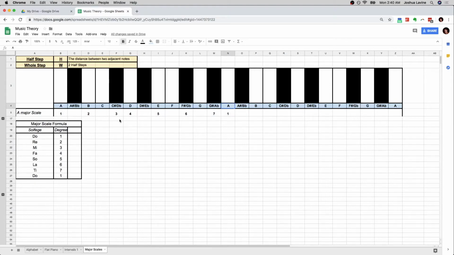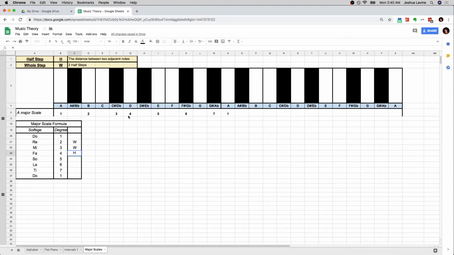All right, very good. Now I want to know, what is the distance between 1 and 2? And what's the distance between 2 and 3? Well, let's talk about it. Between 1 and 2, that is a whole step. What about from 2 to 3? From 2 to 3, that's also a whole step, because I take one half step and another half step, and I get myself to 3. That's a whole step. From 3 to 4, that's a half step.